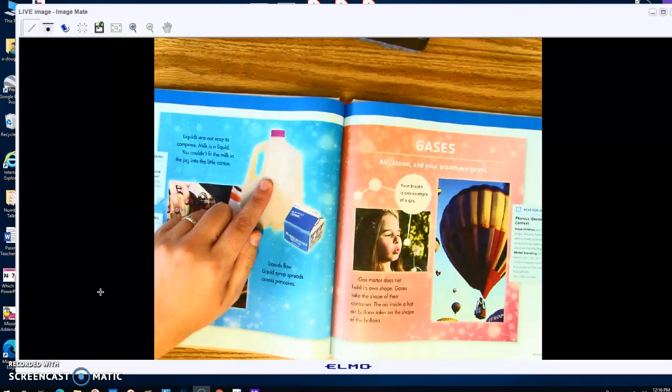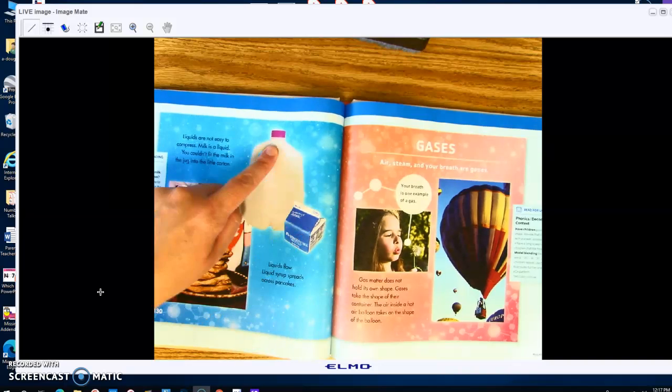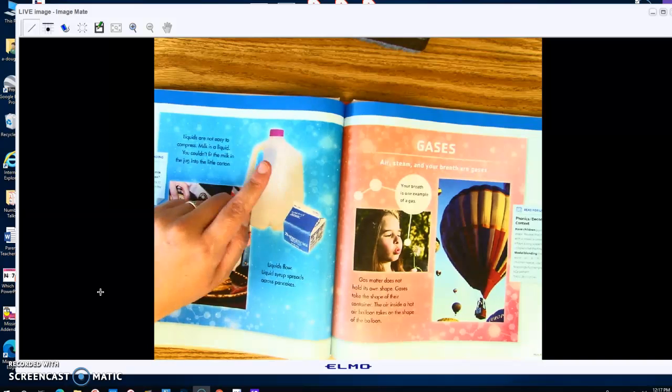It's full, but why wouldn't we fit it into here if we poured it in here? Gracie? It's too small. Yeah, there would be too much. You can tell by looking at the picture that this is way bigger than this one.